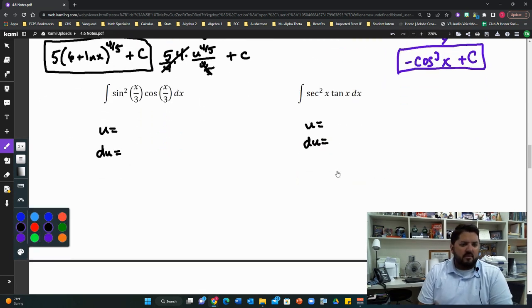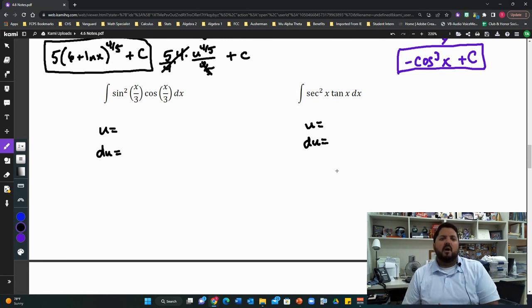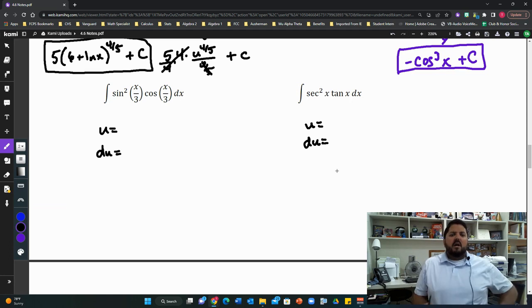This was the one that I was thinking of. So we could go through the same routine that we just did. Let's try sine squared of blah, blah, blah, cosine of blah, blah, blah. But now that we've seen one like that, it should be a little bit more obvious to us what's going on here. So with that in mind, let's approach this the same way.